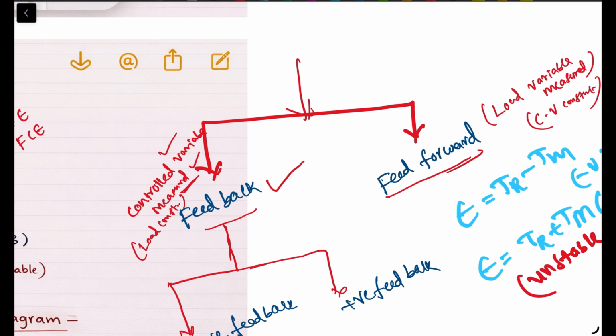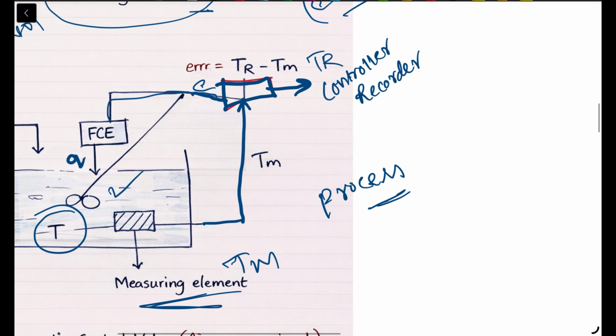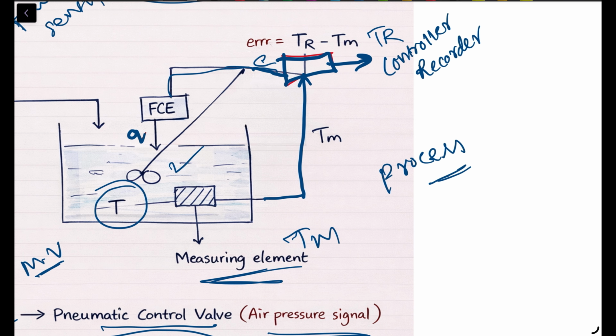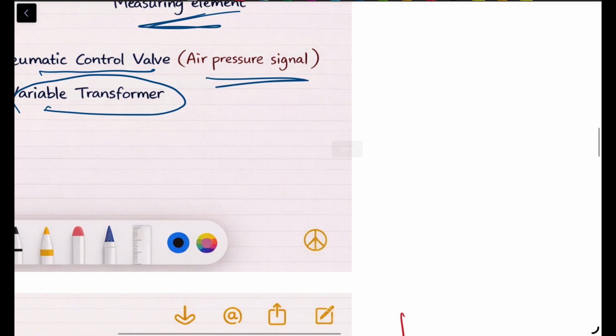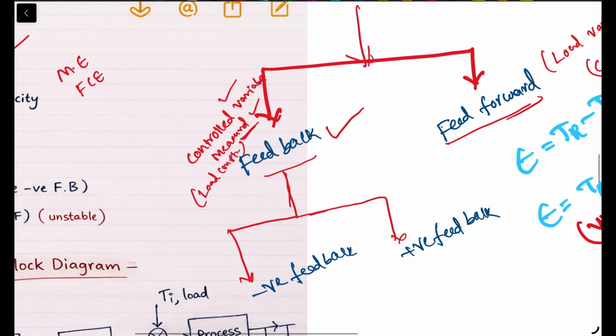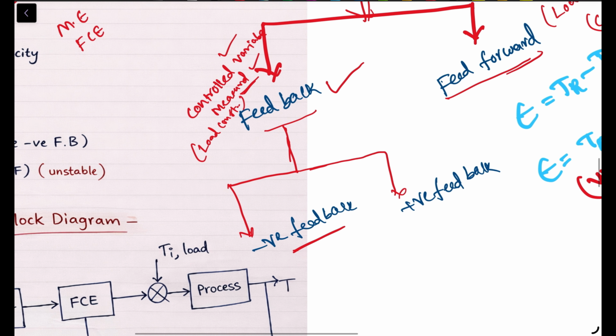In our example, the reactor temperature is measured and that information is sent back to the controller. That's why it is called a feedback controller. There are two types of feedback control: negative feedback and positive feedback.